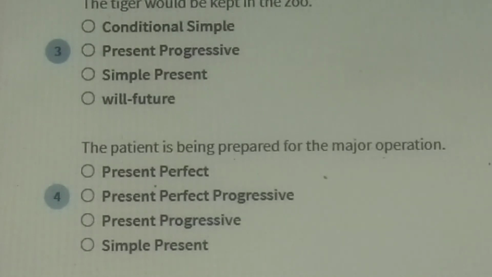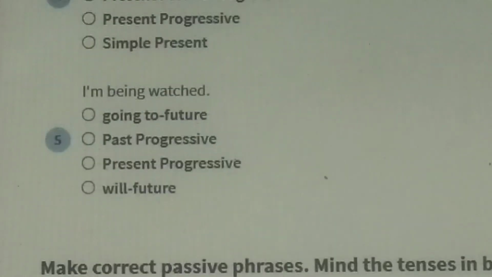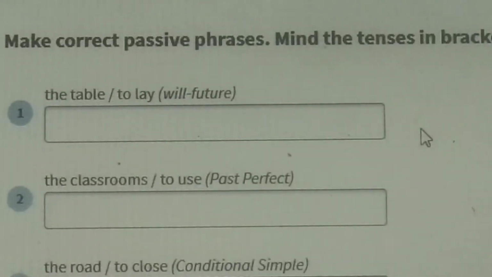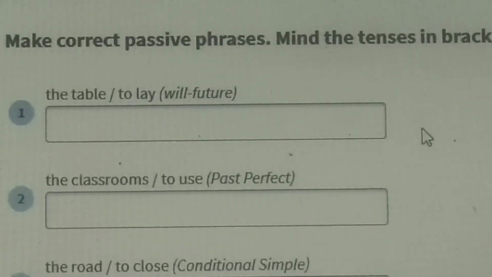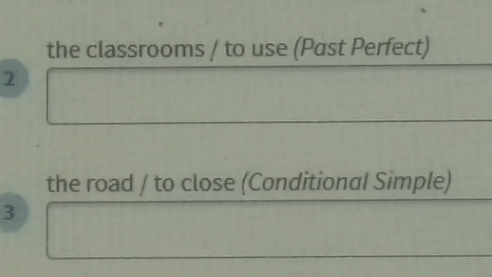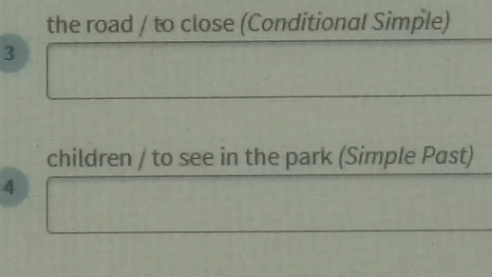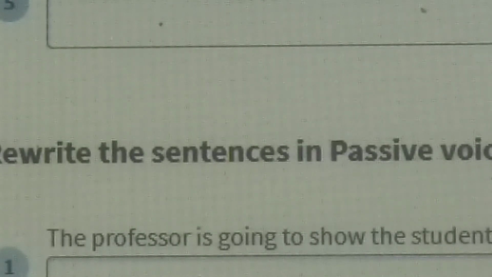Then we have the fourth one. The patient is being prepared for major operation. That's the fourth. Move on to the next one. Fifth one. Are you doing it? Very good. Make correct passive phrases. Look at that. That's the first, second, third. Next we move on to the fourth. We have the fifth.